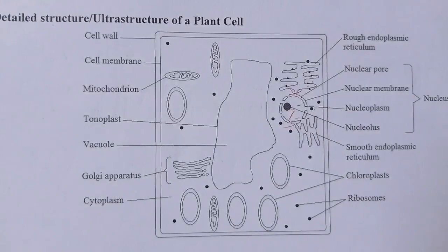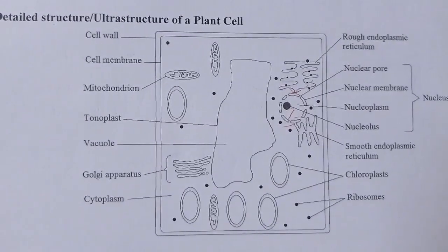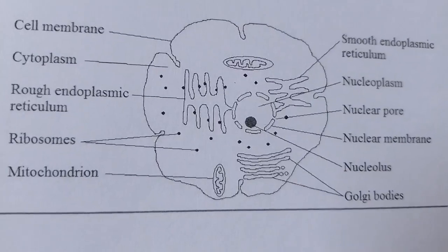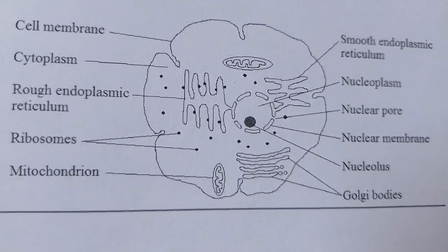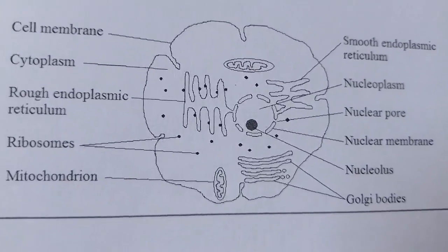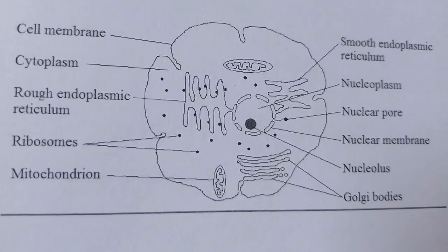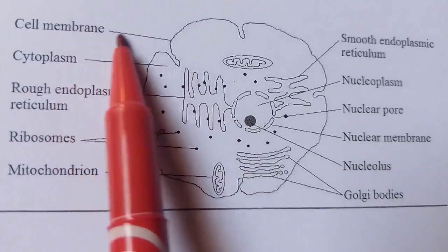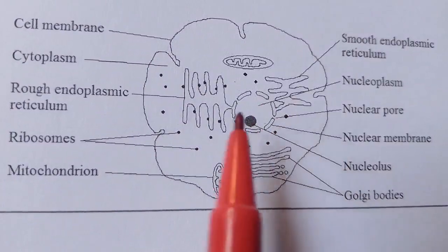So let us look at now a detailed structure of an animal cell. This is a detailed structure of an animal cell. These parts which are labeled here, you need to make sure that you know them and you understand them. We've got the first one, which is here. This is a cell membrane. You know how a cell membrane is.